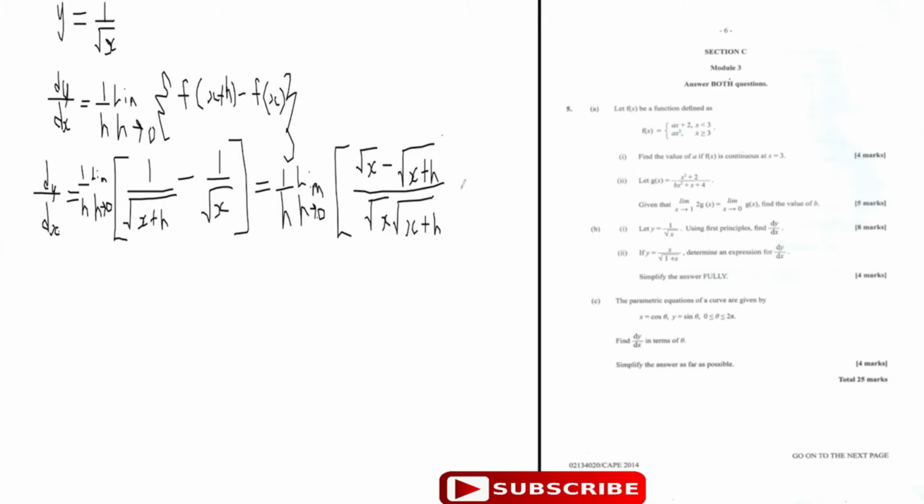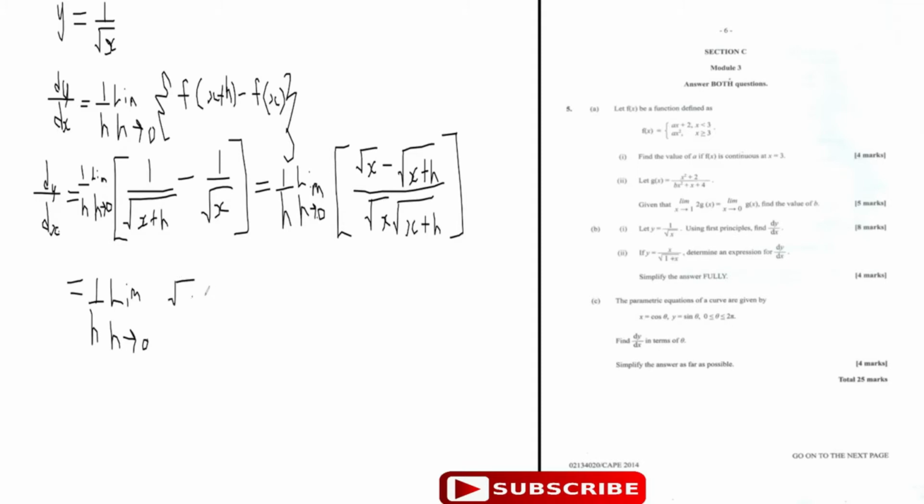Now when you get to this stage, you can tackle it in two ways, but the shorter approach is going to be to multiply by the conjugate of the numerator. So dy by dx is going to become 1 over h times the limit as h tends to 0 of. Let's write it out first. There's no need to skip any steps.